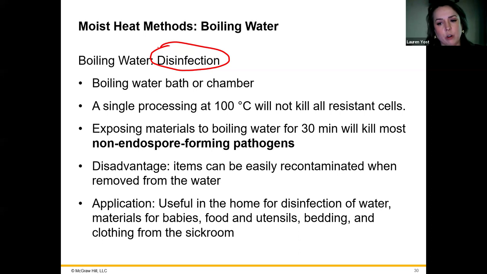It says bedding and clothing from the sick room. I'm not sure if we all have a sick room in our house, but last time I checked, I don't. But during COVID, of course, most of us may have quarantined into a room. We call that the sick room, okay? If you wanted to disinfect that clothing and bedding from that area, you could boil it to disinfect it. So most of us probably didn't do that, though, I'm betting.